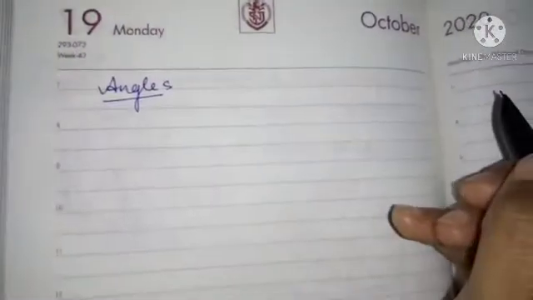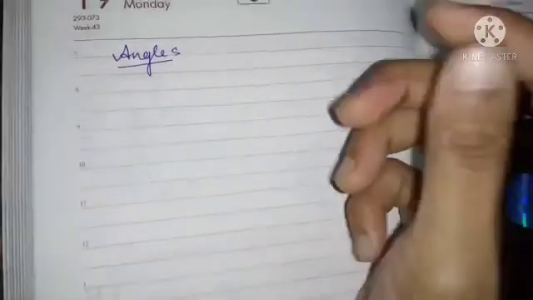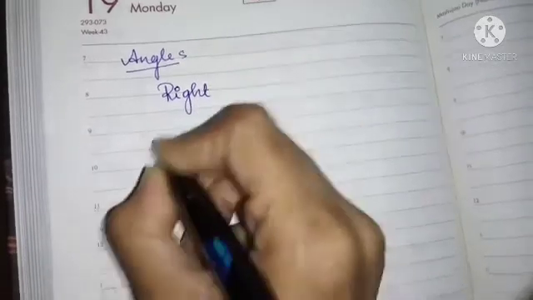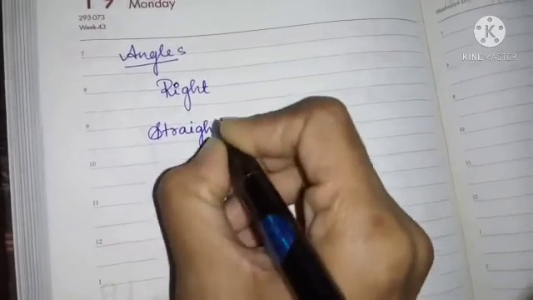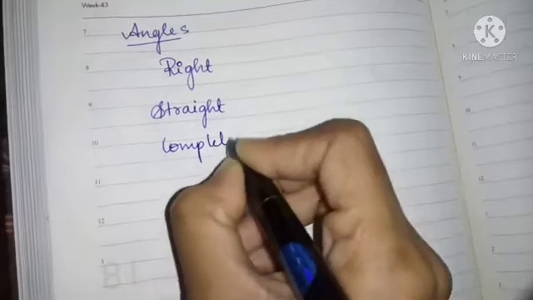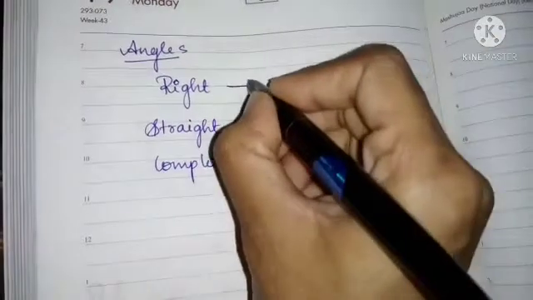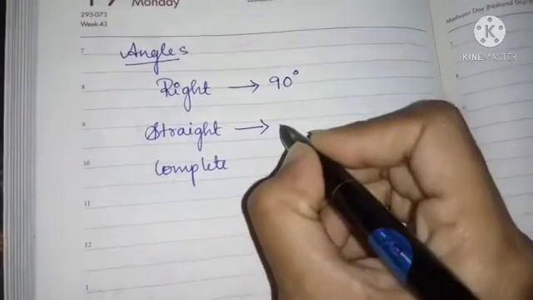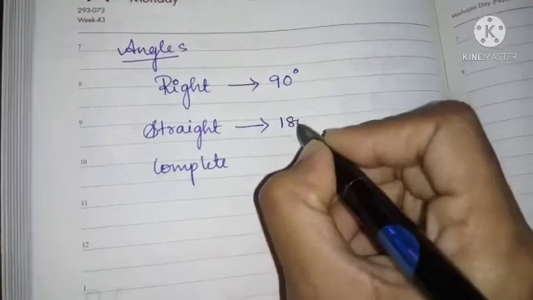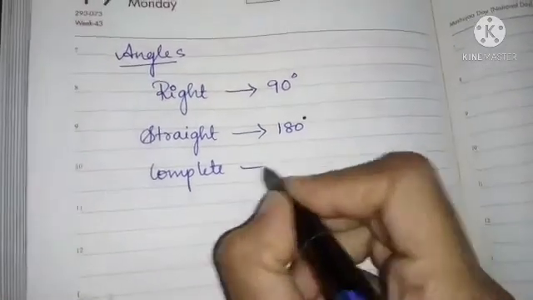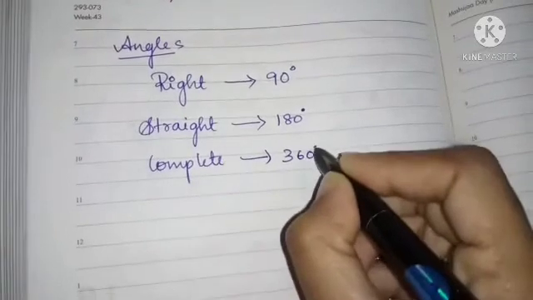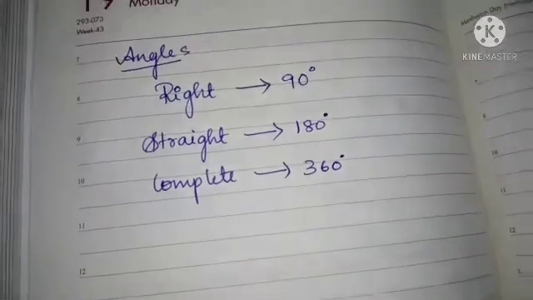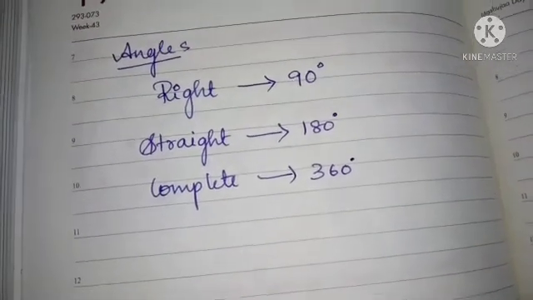Okay. So last time we have discussed what is meant by right angle, straight angle, complete angle. Correct? Right angle means how many degrees will it be? It is accurately 90 degrees. Straight angle, how much degree will it be? It will be accurately 180 degrees. Then complete angle will be accurately 360 degrees. Okay. Next we will learn about the types of angles.